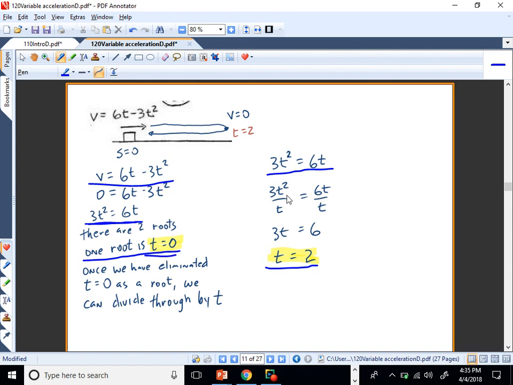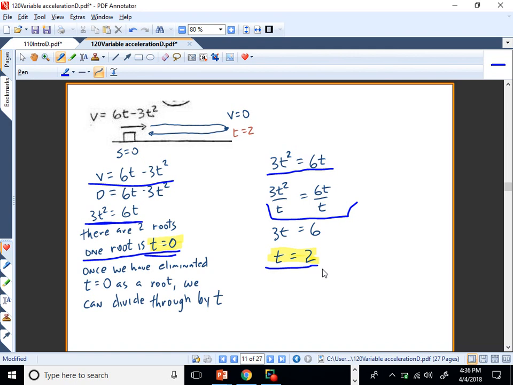Once I found that that's a root, I can eliminate it from my other possibilities, which means I can divide through by t now. If t is 0, I can't divide through, but if I've solved for it, found it is 0, and eliminated that from the rest of the possibilities, now I can go ahead and assume that t is not 0 for the second solution. So I can divide through by t, get 3t is 6, so t is 2. So at t equals 2, the velocity is 0 and the thing's turning around. That's what we got out of that.